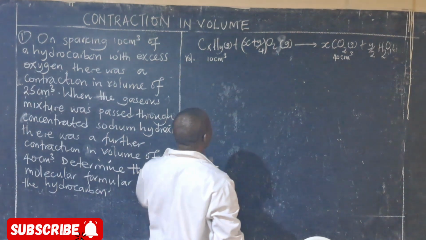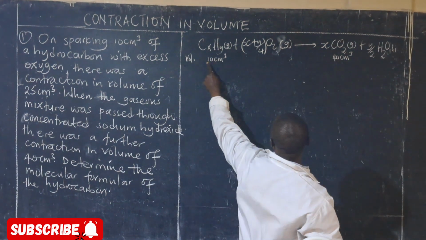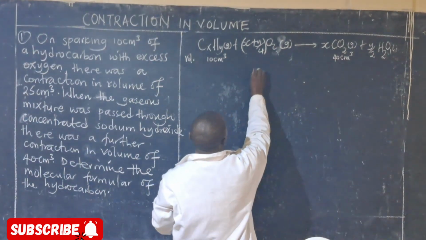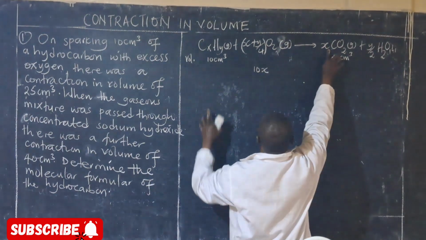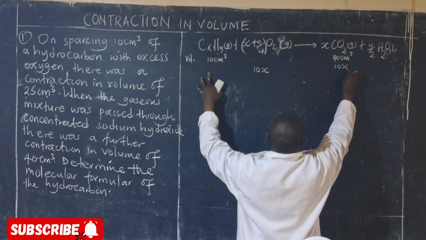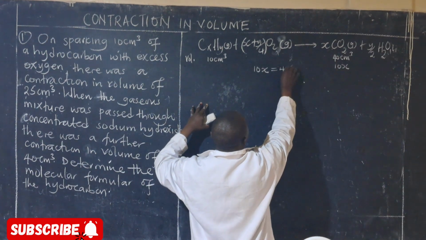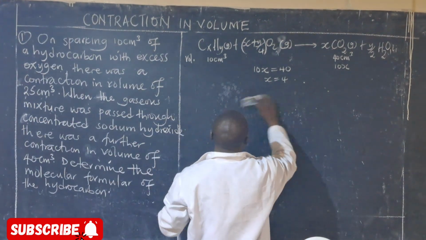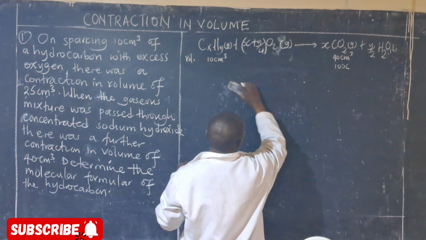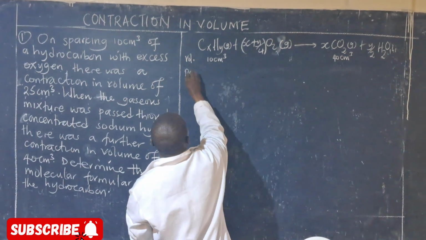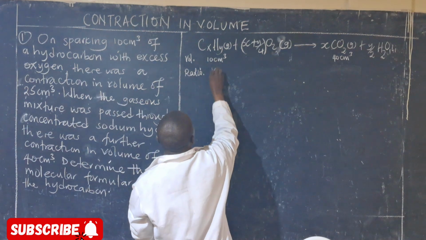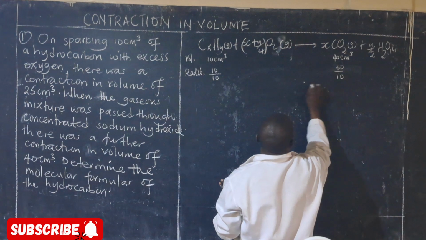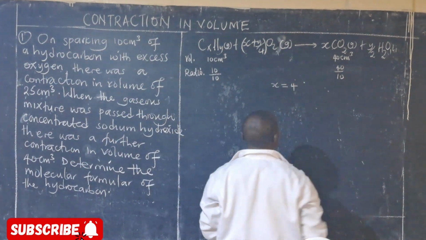Now we can have this as carbon dioxide in terms of 10, the mole ratio is 1 to x, so it will be 10x. This is also 10x, so it will be equal to this, and you get x as actually 4. Or alternatively, you can just divide through the ratio. You get 10 out of 10, this is 40 out of 10, and this is the x value. So x can be got in those two ways.